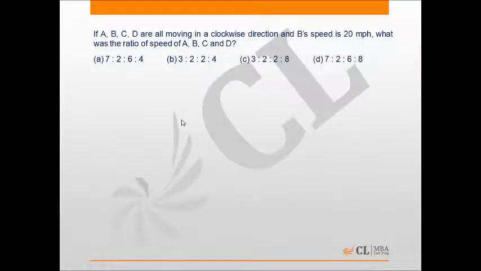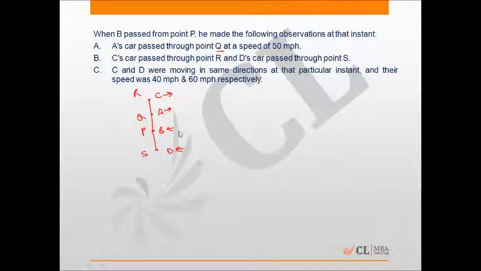And the speed of B is given as 20 miles per hour. So this is the actual speed of B. Now speed of B is 20 and speed of C is 40, but that is with respect to B. Now at this instant, they are moving in the opposite direction. That means the relative speed has to be the summation of the two speeds, which is 40 here. So speed of C has to be 20. Actual speed 20 plus 20 becomes 40.